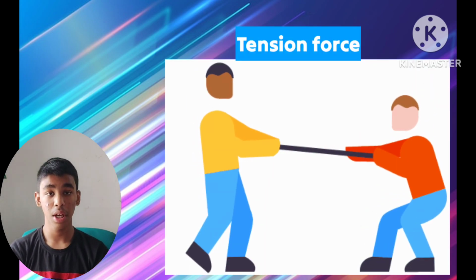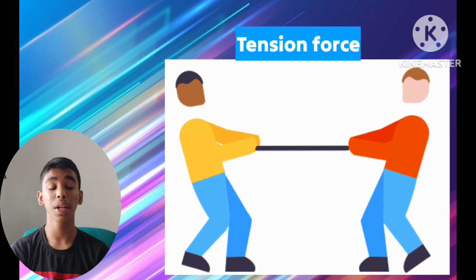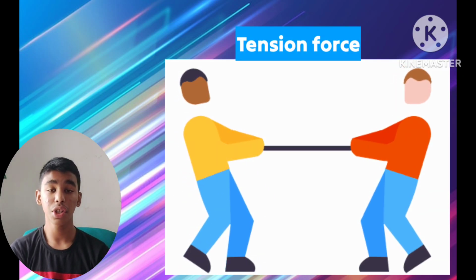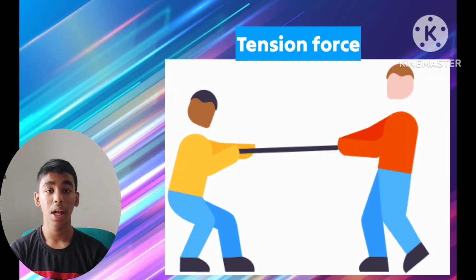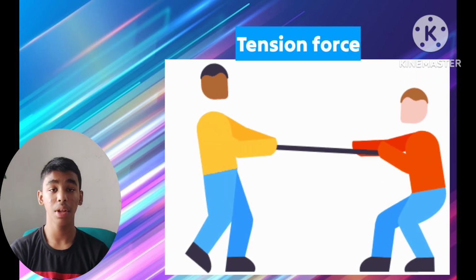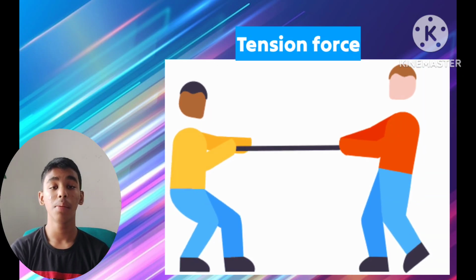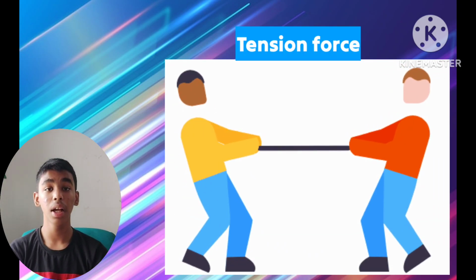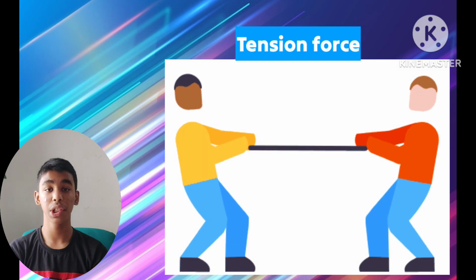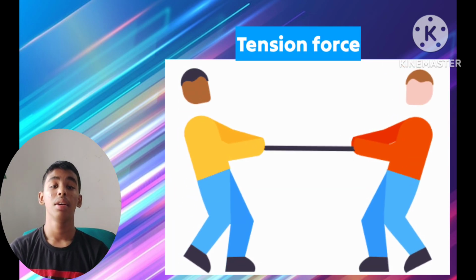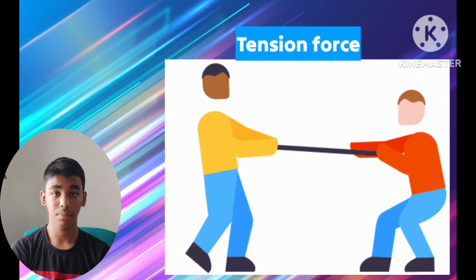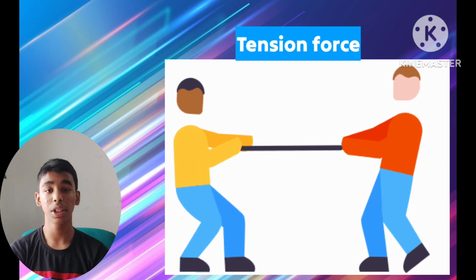Then there is tension force. Tension force is the force a string exerts, and this tension always acts in the direction opposite to the pull on the body. For example, when you hang a block from the ceiling, the tension force acts upwards, which is equal to the downward gravitational force. So this is about the normal force and tension force.